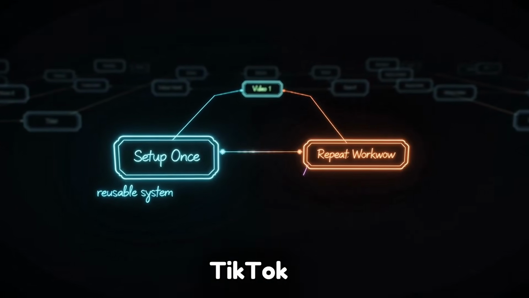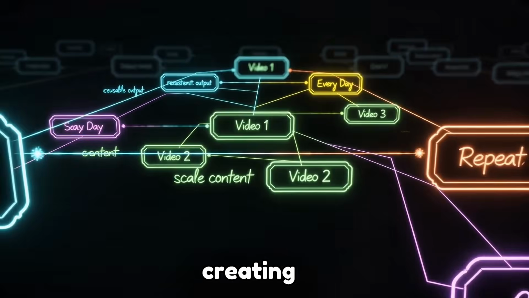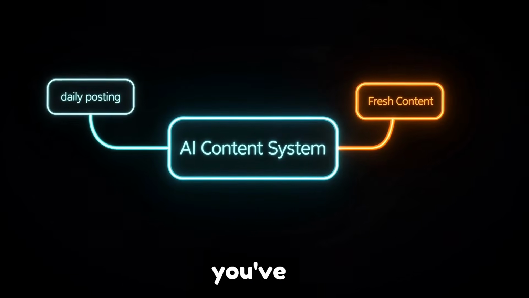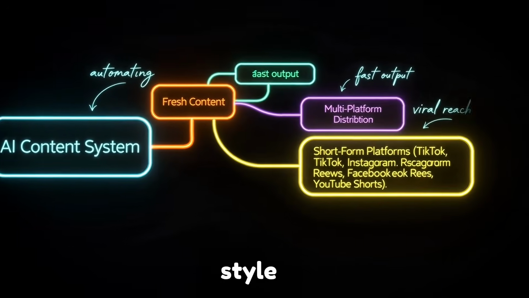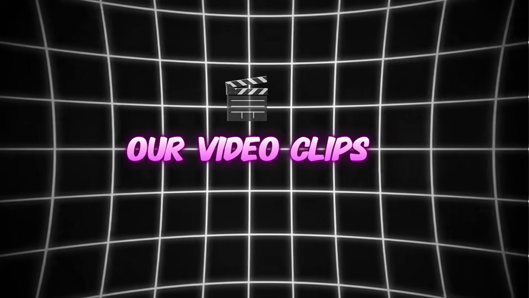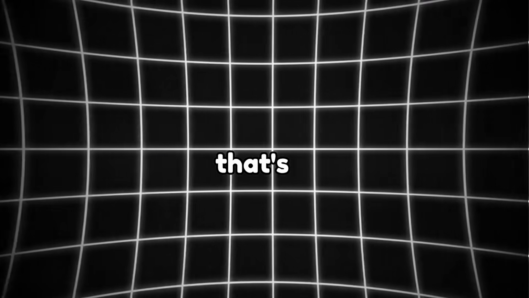This means you can consistently upload fresh content to TikTok, Instagram Reels, Facebook Reels, and YouTube Shorts without spending hours creating videos manually. By combining Claude AI with Higgsfield AI, you've essentially built an AI-powered content production system that can generate viral-style videos from a simple idea. But we're not done yet. Right now, we have all of our video clips generated, but they still need to be turned into a polished final video. That's where editing comes in.